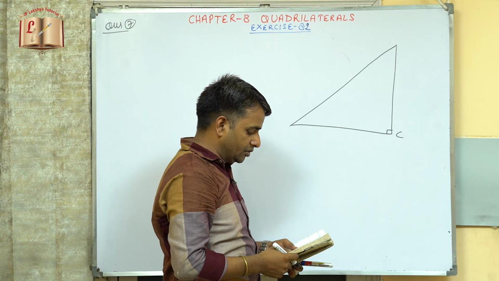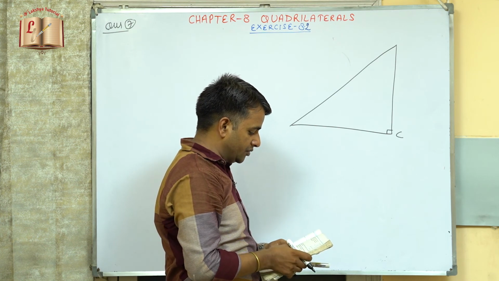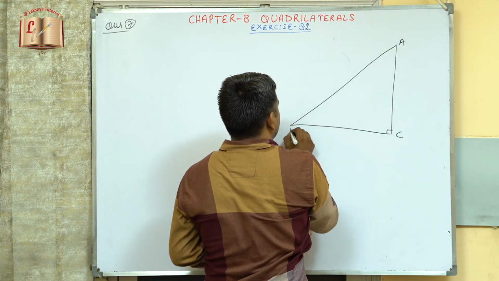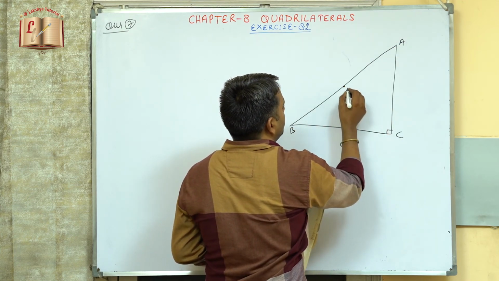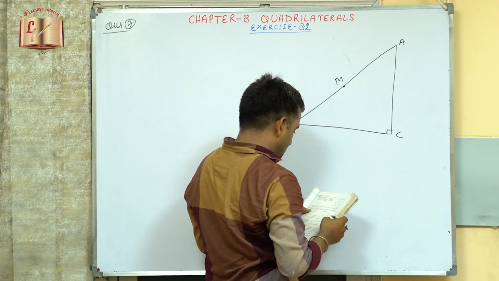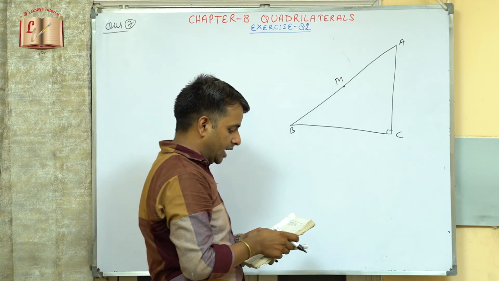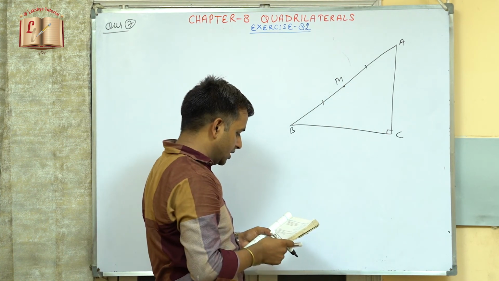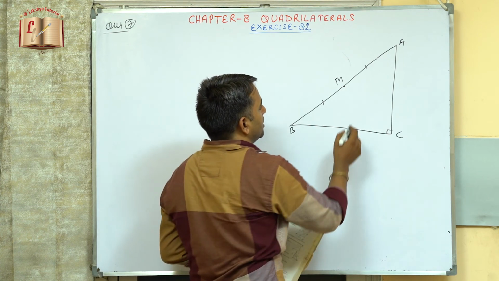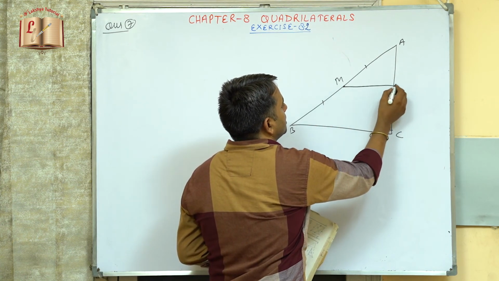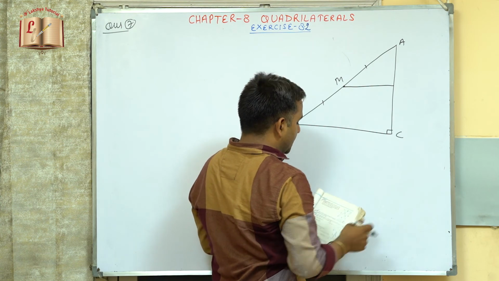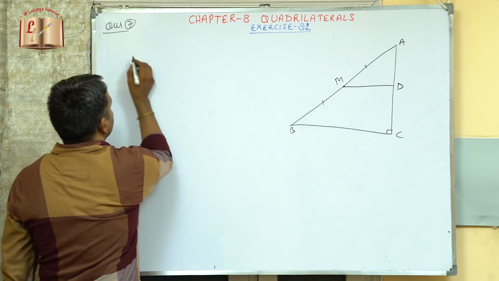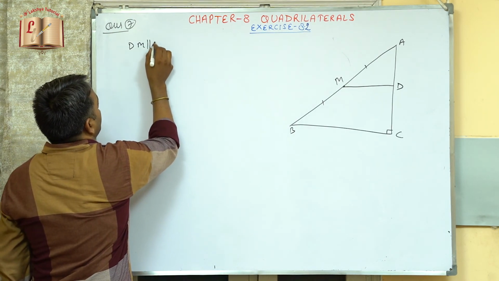A line through the midpoint of the hypotenuse AB. So take the midpoint of this hypotenuse AB as M. A line through the midpoint M of the hypotenuse AB, so this is the midpoint, I can write this equals to this, parallel to BC, intersects AC at D. So DM is parallel to BC.